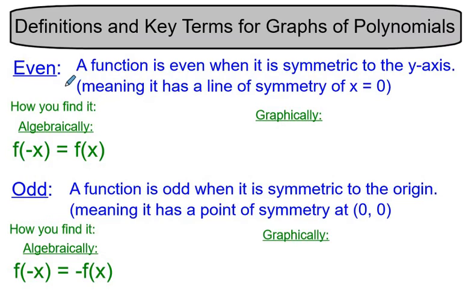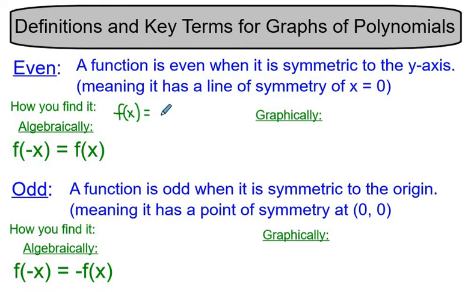So to go to a couple more, here's a new one called an even function. A function is even when it's symmetric to the y-axis, meaning it has a line of symmetry of x equals 0. Algebraically, you find that by plugging a negative in, and the negative will be canceled out by the evenness of the graph, and you get f of x back out. A very obvious even function is the quadratic.